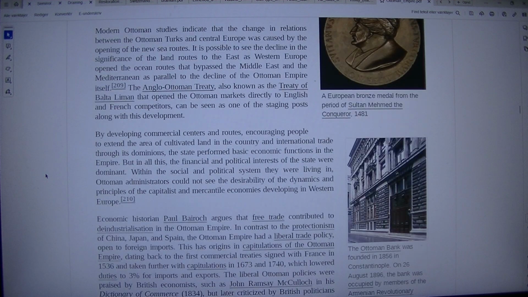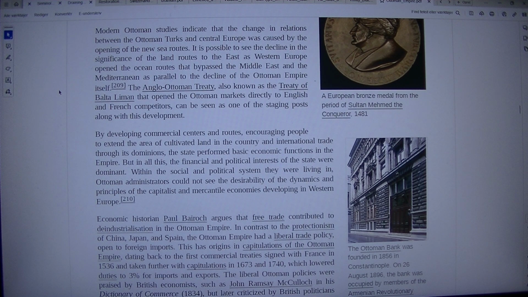On 26 August 1896, the bank was occupied by members of the Armenian Revolutionary Federation. Modern Ottoman studies indicate that the change in relations between the Ottoman Turks and Central Europe was caused by the opening of the new sea routes. It is possible to see the decline in the significance of the land routes to the east as Western Europe opened the ocean routes that bypassed the Middle East and the Mediterranean, as parallel to the decline of the Ottoman Empire itself.